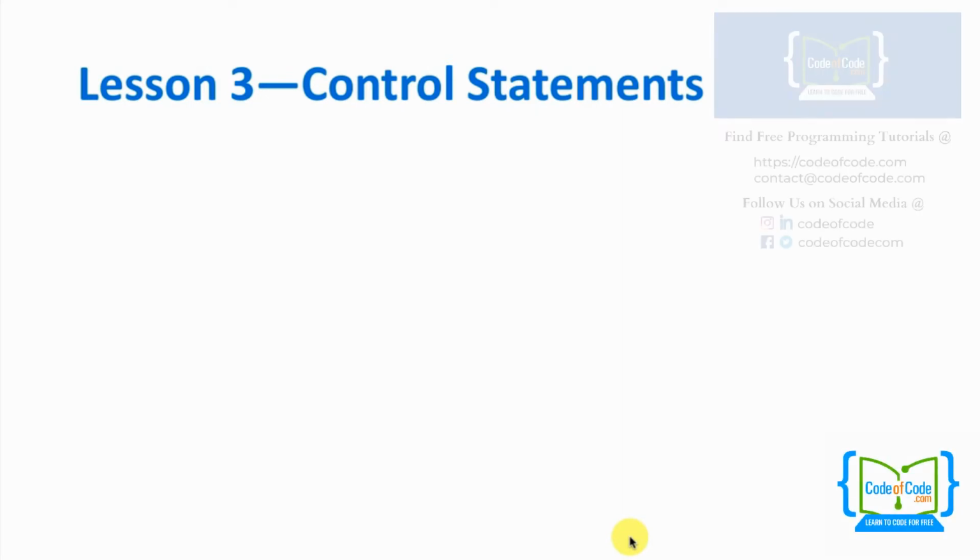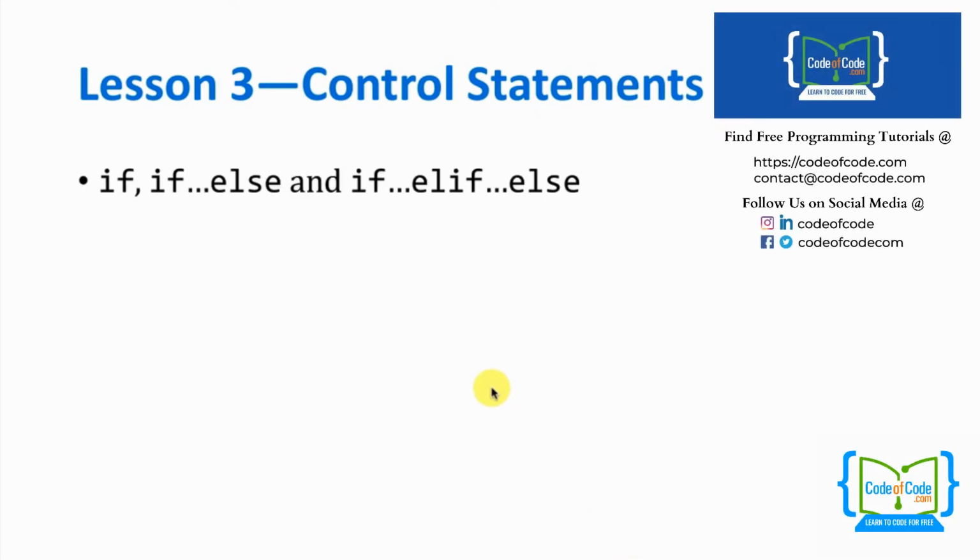Welcome to Lesson 3, Control Statements. In this lesson, we're going to talk about the three different variations of the if statement: if for single selection, if-else for double selection, meaning that we choose two different paths based on whether the condition is true or false, and if, elif, else for choosing amongst many different paths of execution.